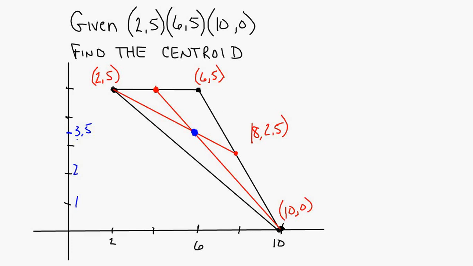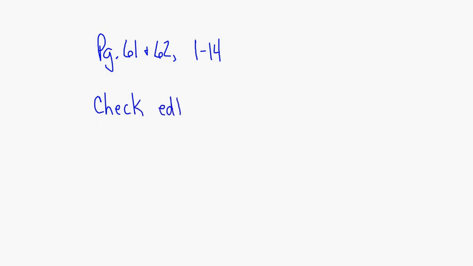Your assignment for today is going to be a handout. I'm going to give it to you in just a second. It's page 61 and 62. You got 1 through 14 on each page. And be sure to check Edline. There hasn't been homework on Edline in a while, so check Edline for homework. And answer this question. Answer right now. That's what I want you to do first.